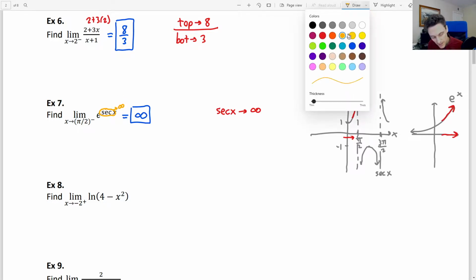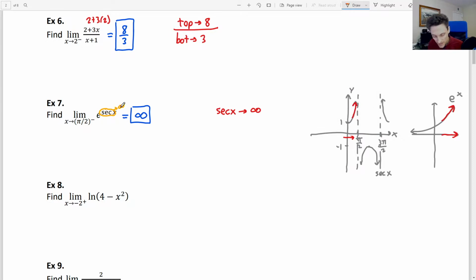And then you have this other layer, which is those numbers going to infinity are being plugged into the exponential. So when you input those numbers going to infinity into the exponential, the outputs are going to positive infinity as well. That's a kind of looking at it and seeing what the parts are doing kind of thing.